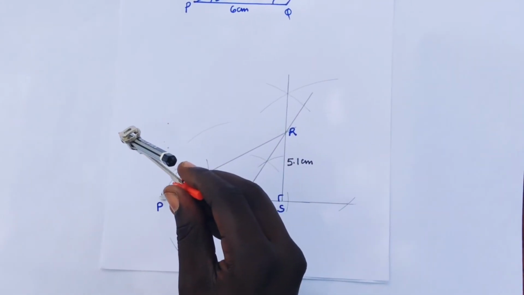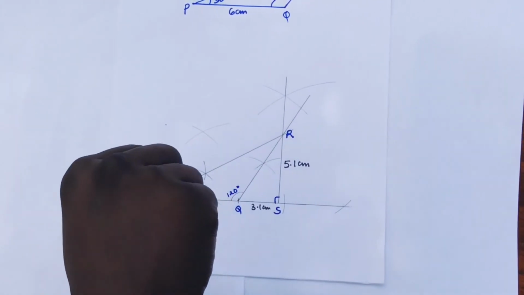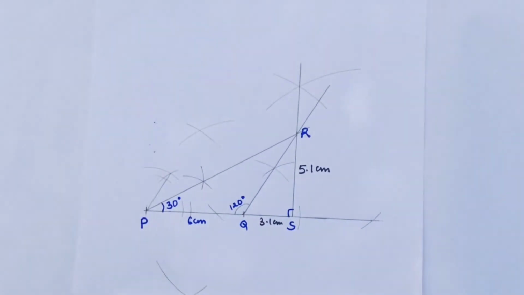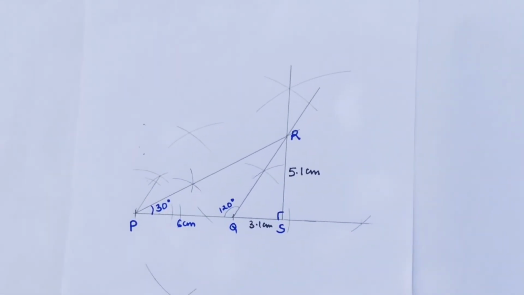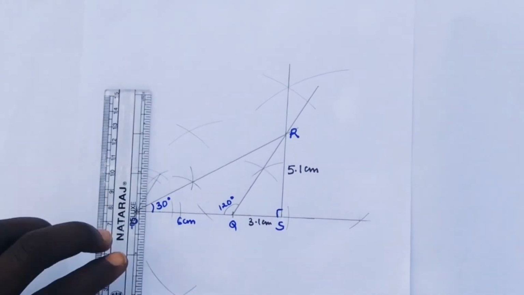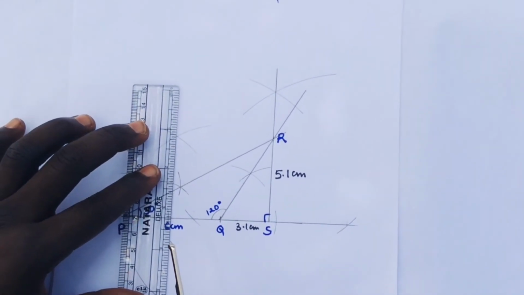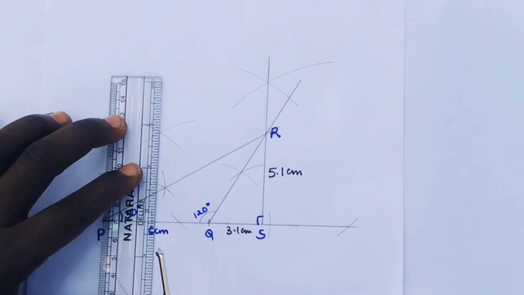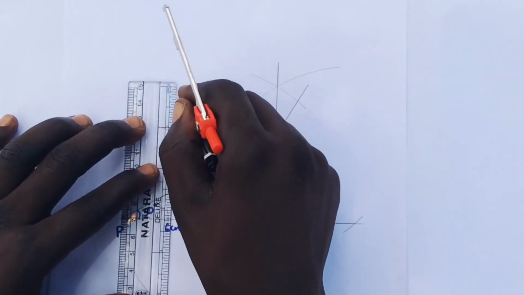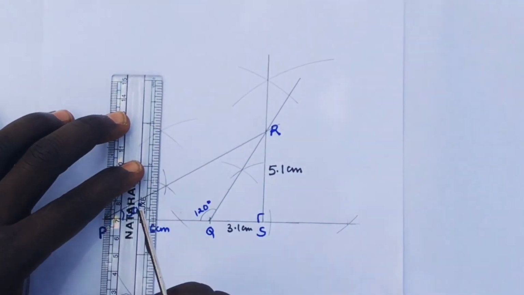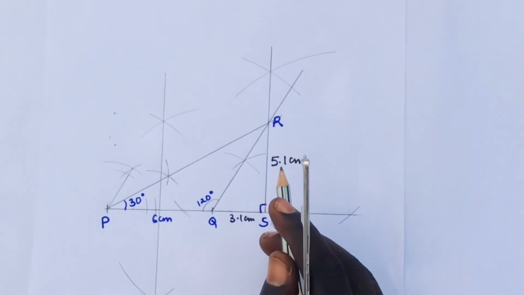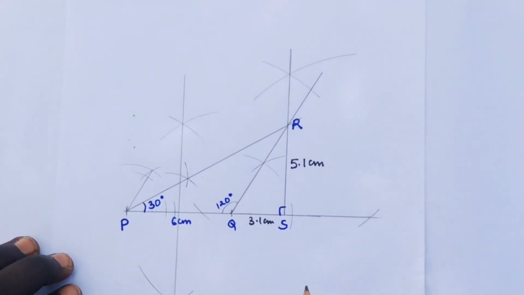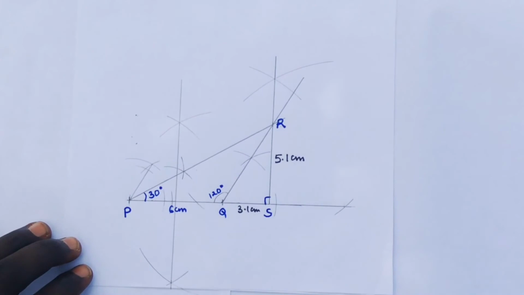Then again, at another point, make an arc. They will intersect. So we draw and join up those two intersecting points like this. Very well. We may be sorry about the noise you're hearing in the background because we are doing it outdoor for clarity. But hope we clear. And then we need to bisect another side.